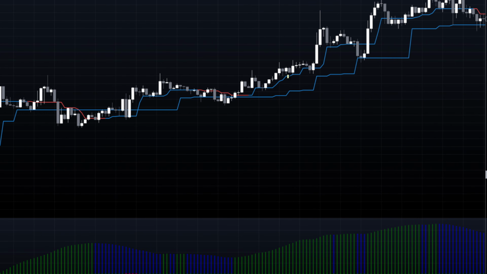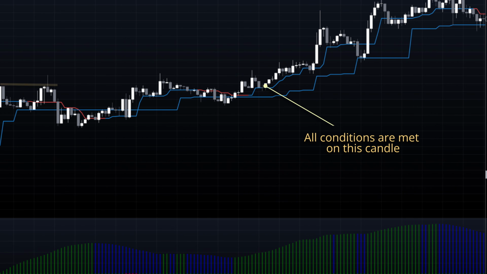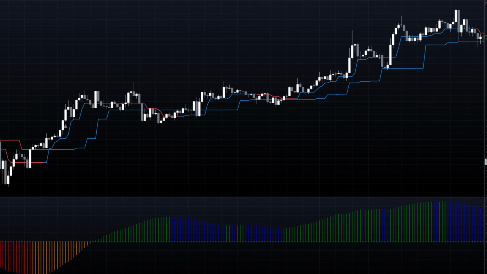During that pullback, the price must dip below the current trend line, but not cross below the main trend level. Otherwise, it means the trend isn't strong enough yet to enter. As you see in this case, the price gets rejected by the current trend line. UCS squeeze indicator confirms with positive momentum by green histogram bar, and we also see the price breaking through this resistance level and retesting it, which is another valuable confirmation that gives us more confidence to enter.